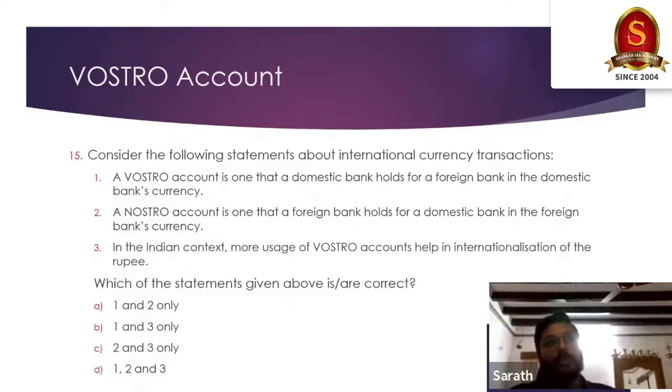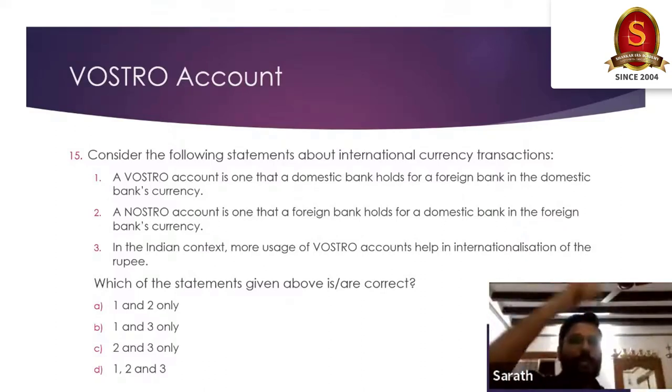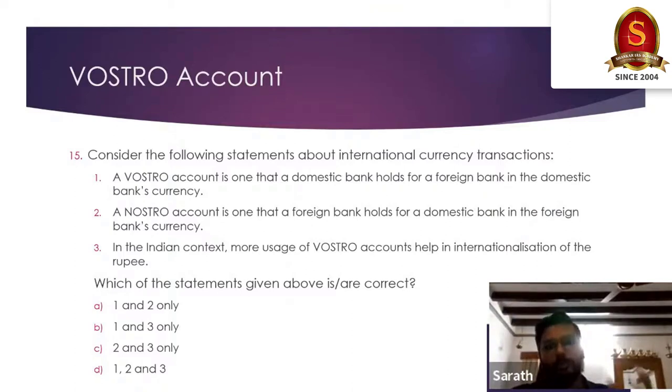So SBI holds an account for the Russian bank, where the Russian money is kept inside SBI's account. That is a Vostro account. A Vostro account is one that a domestic bank holds for a foreign bank in the domestic bank's currency. We call this account Vostro. What will the Russian bank call this account? The Russian bank will call the same account a Nostro account.